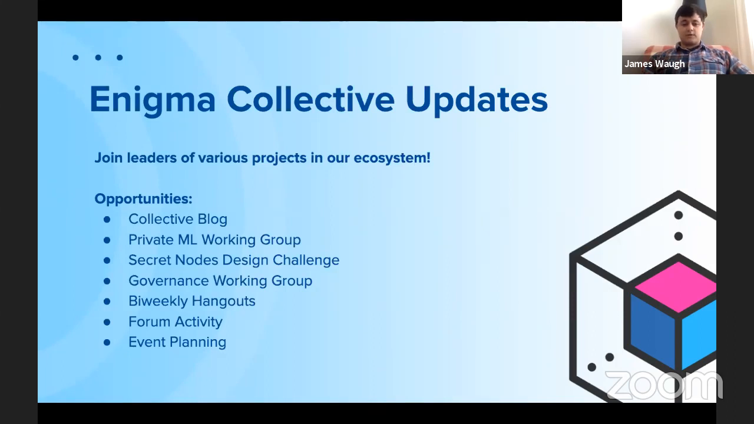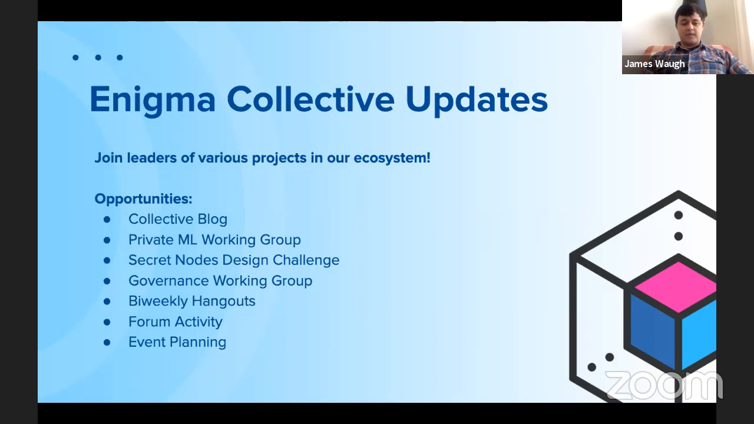Next, we're also coordinating a private machine learning working group, and Ansley's taking the lead on that and working with partners to develop questions and projects for using Enigma to enable private machine learning. We're also thinking about organizing a design challenge for promoting the Genesis game and eventually mainnet. The goal for that is to help visualize our network. And we're excited about getting all kinds of creators involved in the ecosystem.